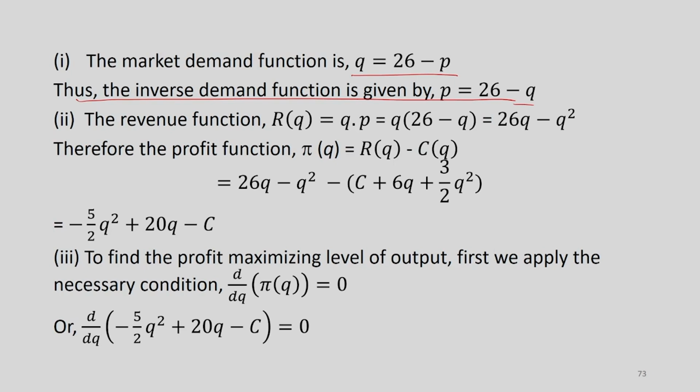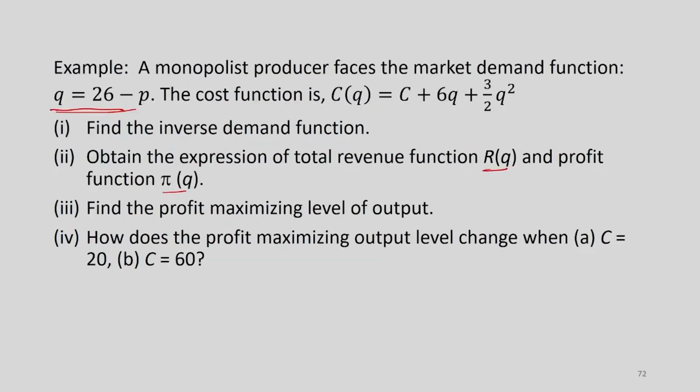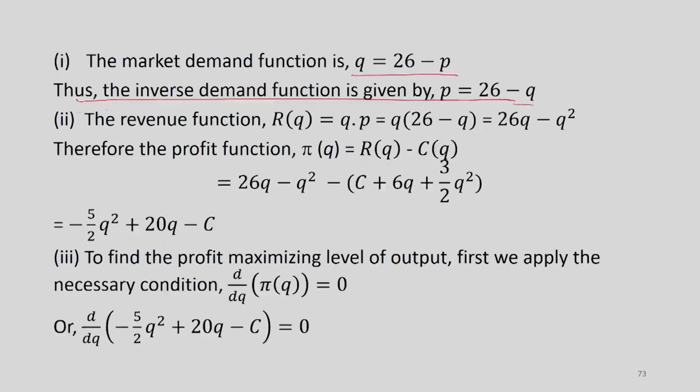Okay. The second part was what? The second part was obtain the expression for total revenue function R(Q) and profit function pi(Q). Okay, what do we know about revenue? Revenue is equal to the total amount of money that the producer gets by selling his goods. So, it is P multiplied by Q. Okay. Now, here we make use of the inverse demand function, and that is P is equal to 26 minus Q. That then is multiplied by Q, so that the expression becomes a function of Q only. So, it is 26Q minus Q square. So, this is the revenue function.